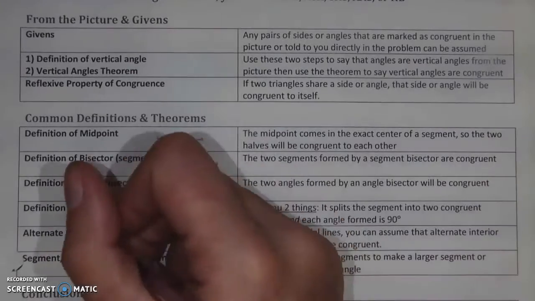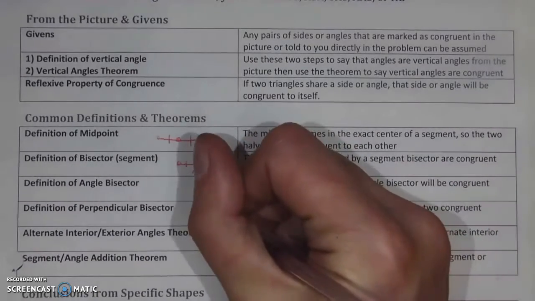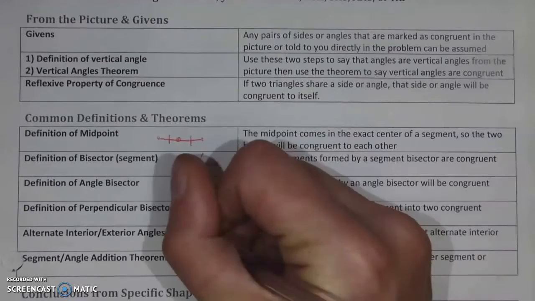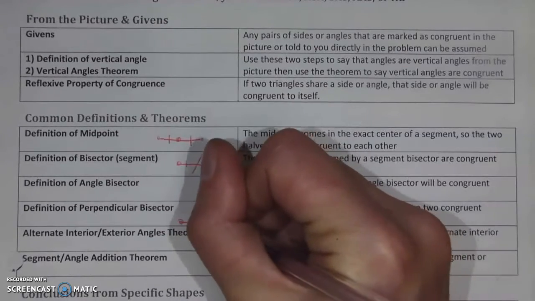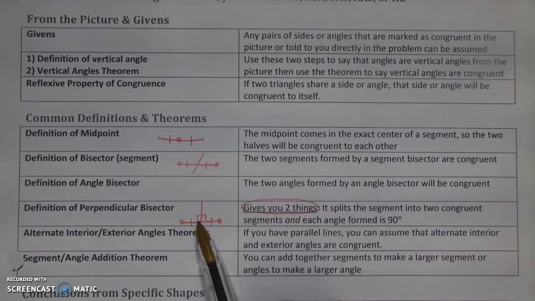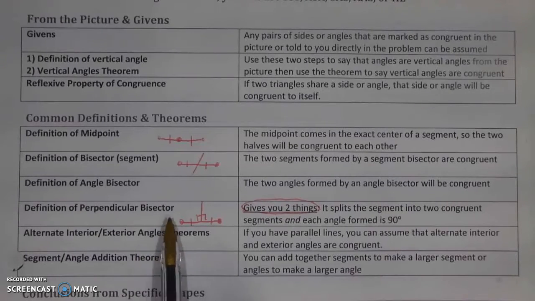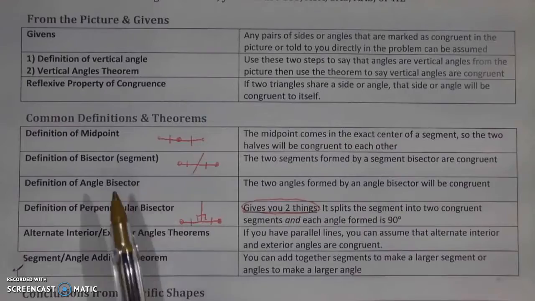However, perpendicular bisector is going to give you two pieces of information, because not only does it tell you that it splits the segment in half, it also tells you that these will be 90-degree angles. So you actually end up getting an angle and a side when it tells you perpendicular bisector, which is really handy when we're trying to only find three pieces of information, an angle, a side, or another combination of those.